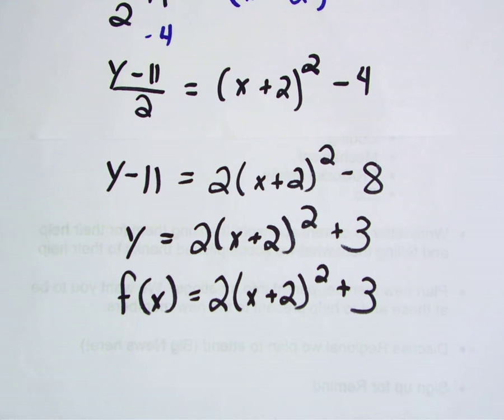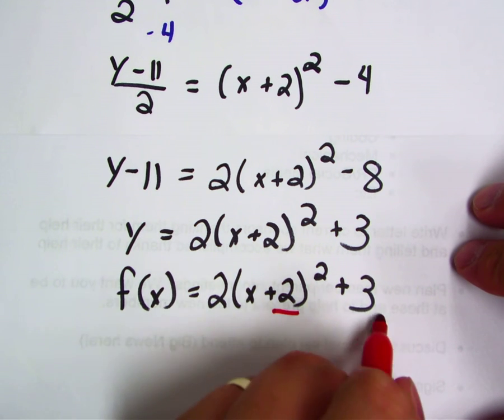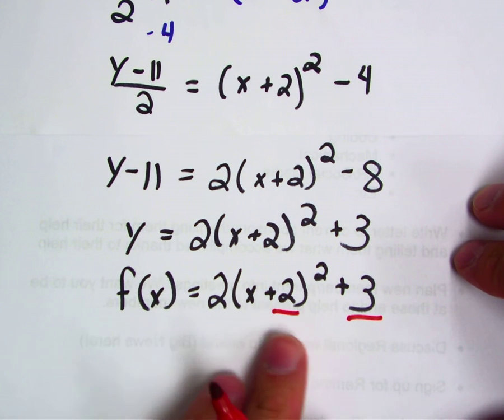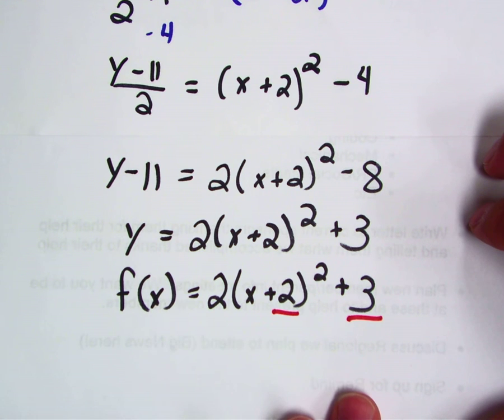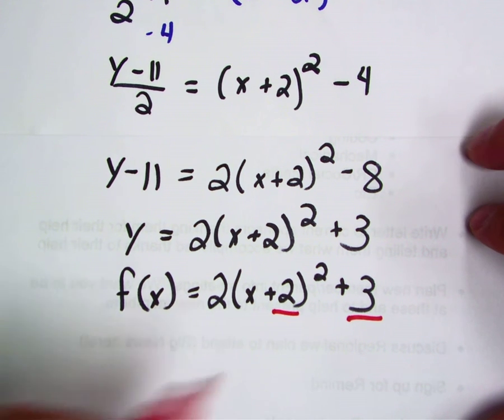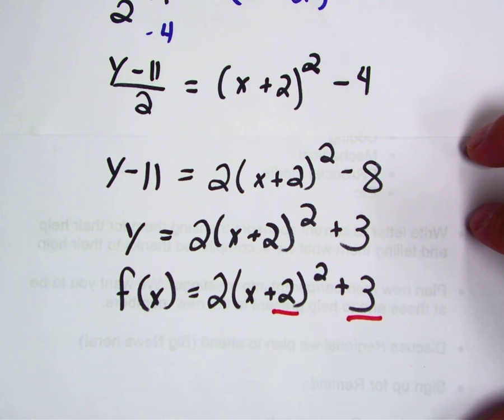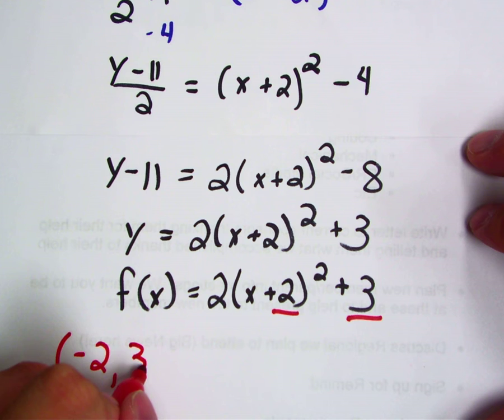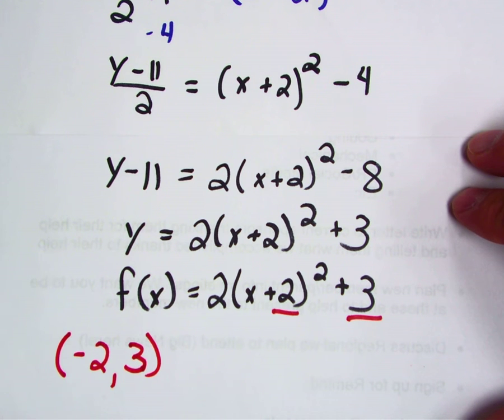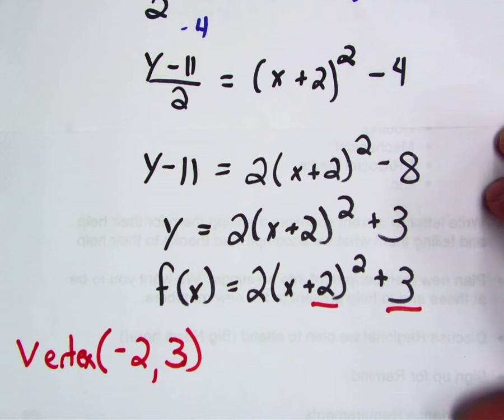Now in this form, we've got some nice things that we can look at without even having to do any work. In this form, with vertex form, I can tell right off the bat what the vertex is by looking at these two numbers here. This number would tell me that the parent function x squared has been shifted, this time since it's plus 2, to the left 2 units. And this one's been shifted up 3 units. So that's going to take my vertex from 0, 0 to negative 2, 3. So that would be my vertex. So in vertex form, we get that vertex for free.